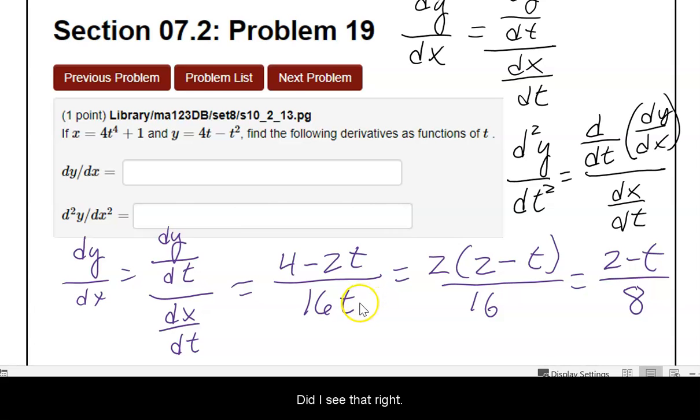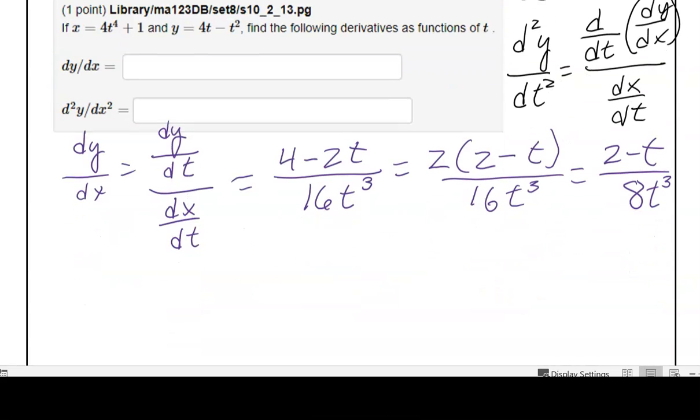Hang on, did I do that right? Oh, my bad, I lost my third power. Okay, that should be in there. Where did my t go? I just lost t all the way across, didn't I? My bad. There we go. Okay, I think I fixed it now. Is that correct? Yeah. Okay.